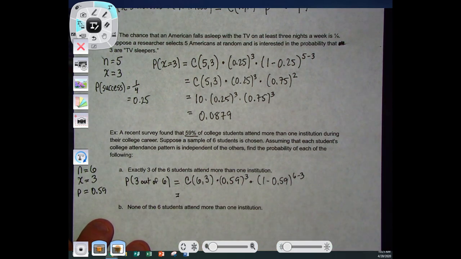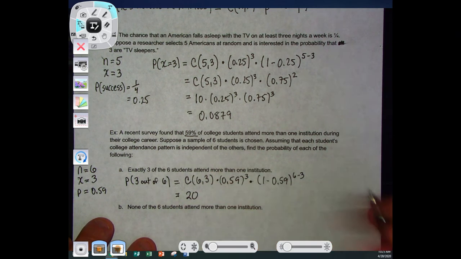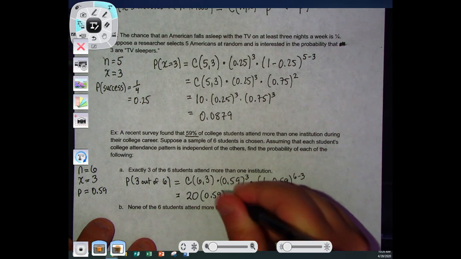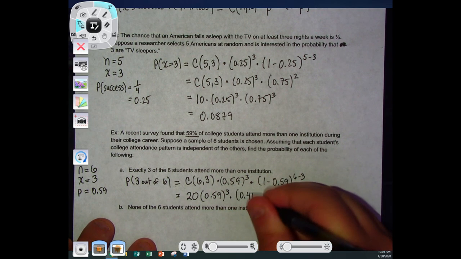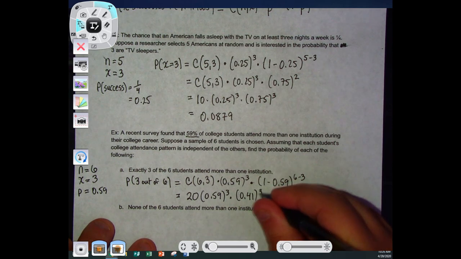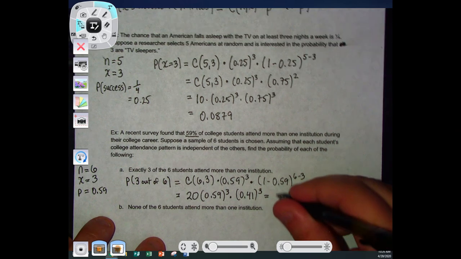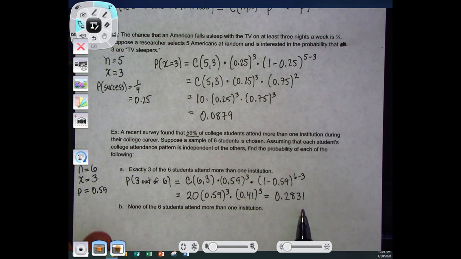Okay? So the combination of 6 choose 3, that's 20, times 0.59 to the third power, times 0.41 to the third power, is equal to approximately 0.2831. So that would be our probability. And again, notice I rounded to 4 decimal places.